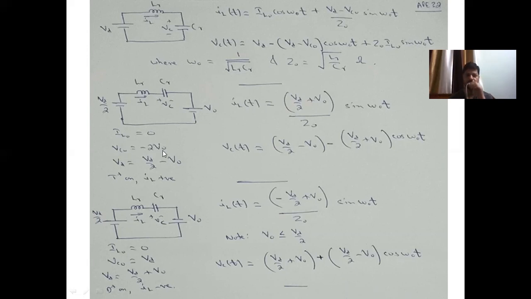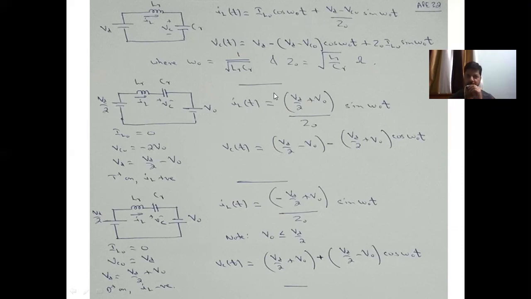And if we solve for the whole cycle, we see that at the end of the cycle, the capacitor voltage will be equal to minus 2V0. That is why it is the initial voltage here. Now in this case, this VD here becomes equal to VD by 2 minus V0. So if we substitute these in these equations, IL0 is 0, so this term disappears. VD we substitute VD by 2 minus V0, and VC0 we substitute minus 2V0.